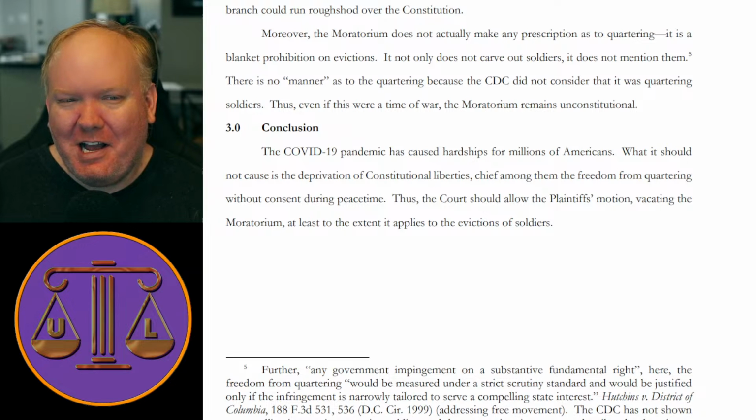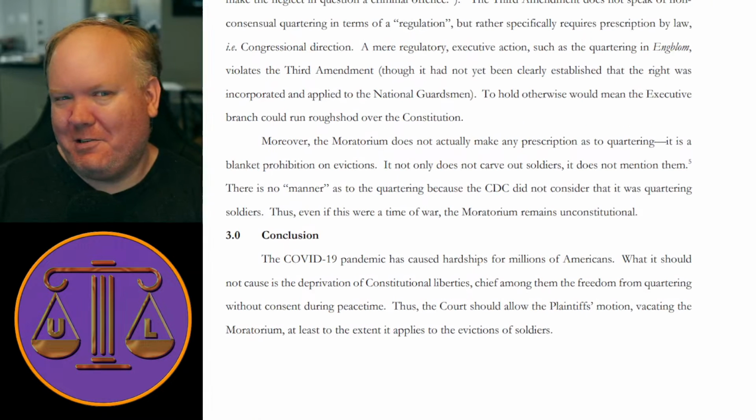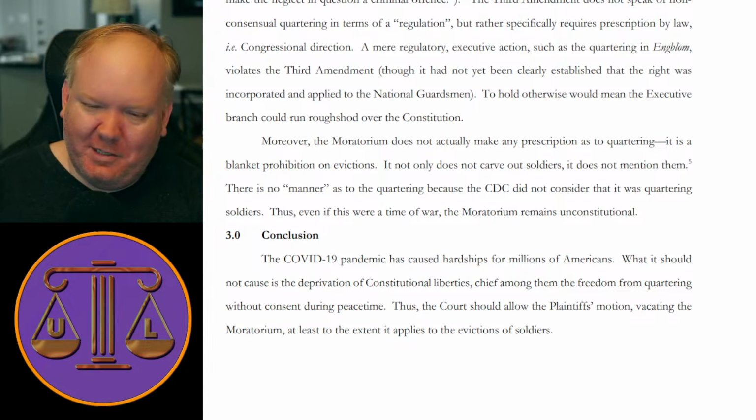I love this argument. I love this argument very, very much. I definitely want to use this in a decision. So, yeah, I think this is right.